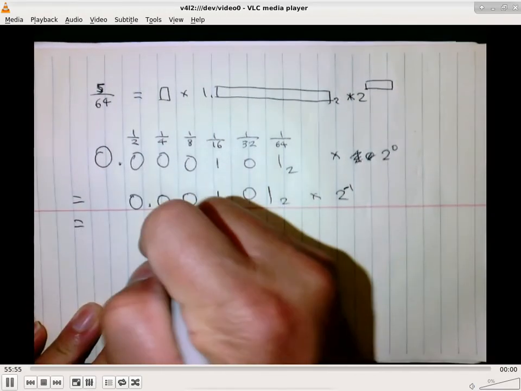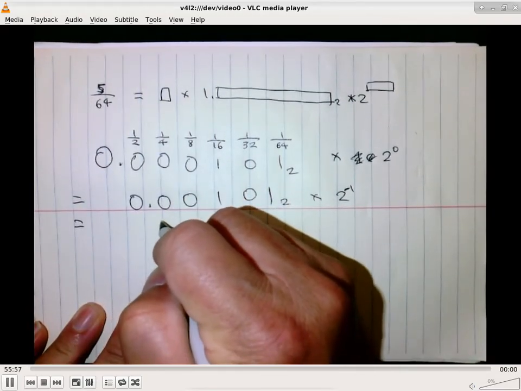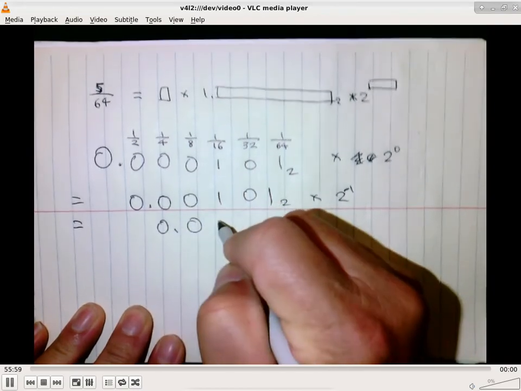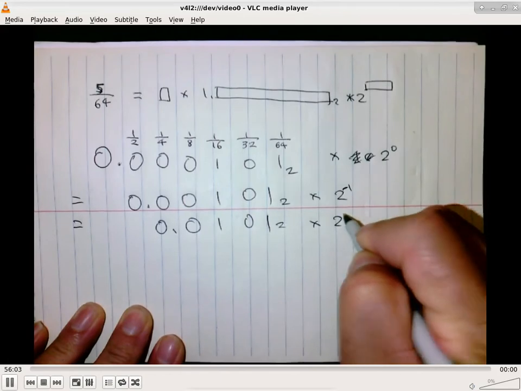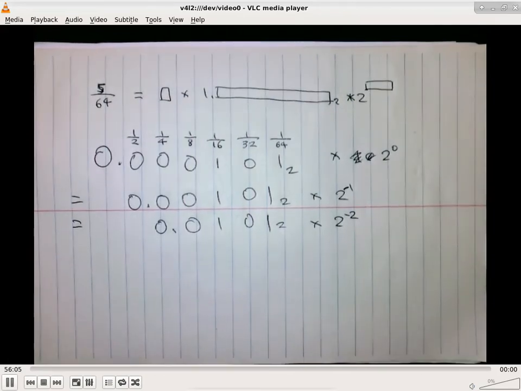And if I shift it one more time, I get 0.0101 in base 2, and I have to adjust the exponent another time with another decrement. Is that making any sense? Because when I'm doubling the mantissa, I have to use the exponent to adjust for that doubling so that the value represented is not changed. Is that okay?